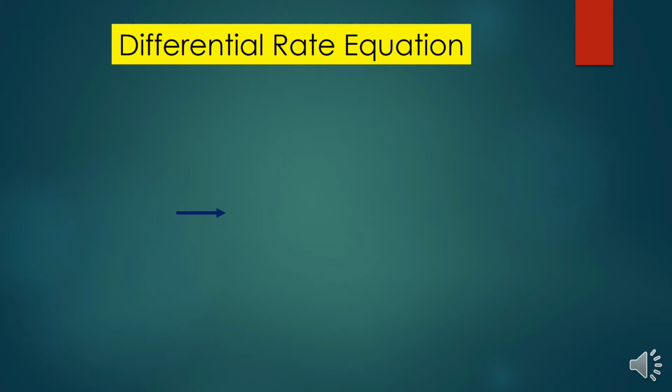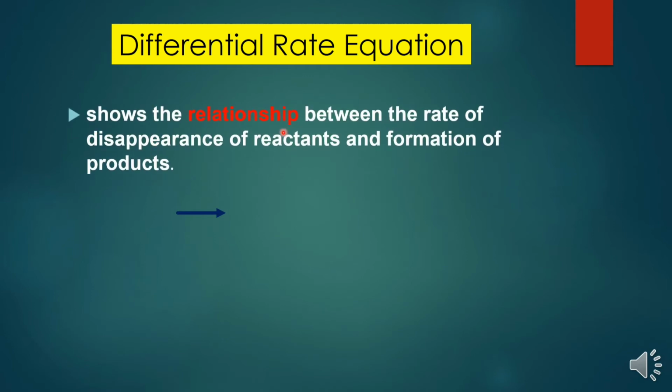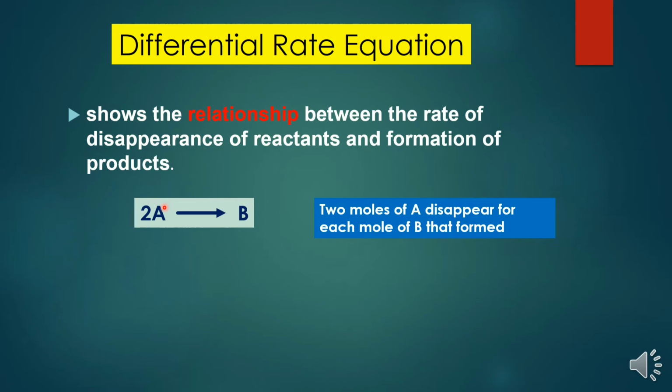Okay, so differential rate equations are used to show the relationship between the rate of disappearance of reactants and the formation of products. For example, I have a reaction which is 2A will produce 1B. So this means 2 moles of reactant A will disappear when 1 mole of product B is formed.